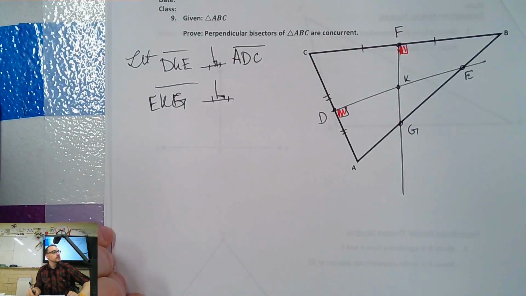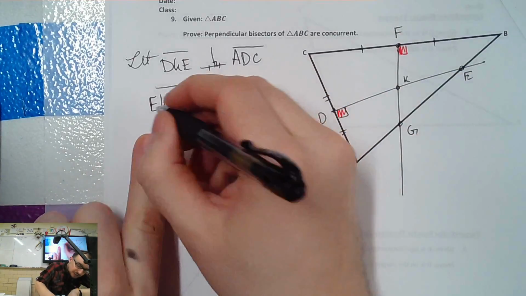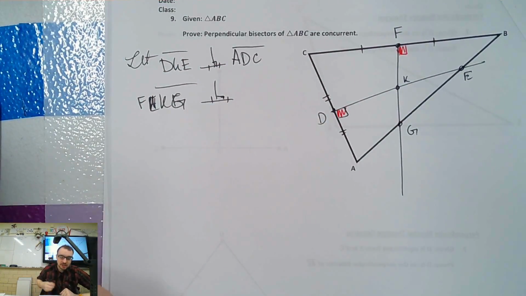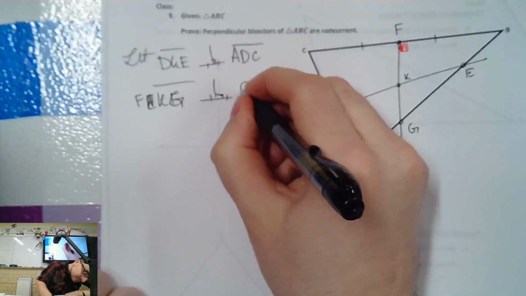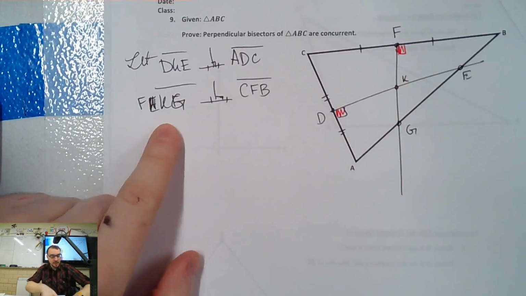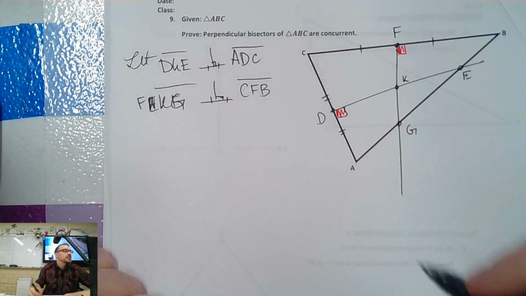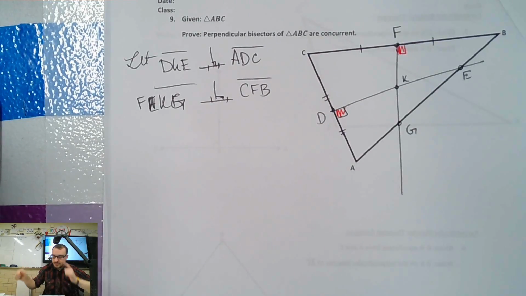Cool? Right? What is EKG, the perpendicular? Sorry, not EKG. It's FKG. Letters are hard. FKG. What is it the perpendicular bisector of? CFB. This side, right? It's perpendicular with this side. Cool? Now, we know they intersect at K because they both share K. Right? Now I'm going to prove the last one has to go through K. If I were to draw it in, it would have to go through there. Okay? So, here's how I'm going to do it.